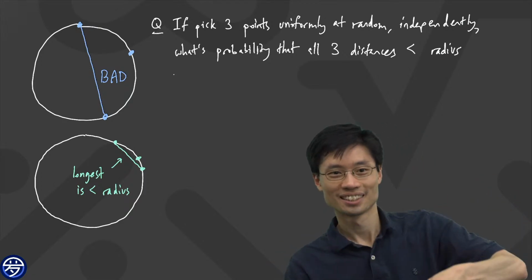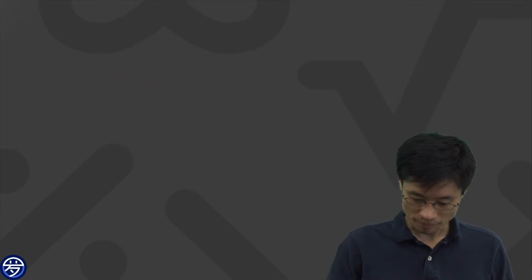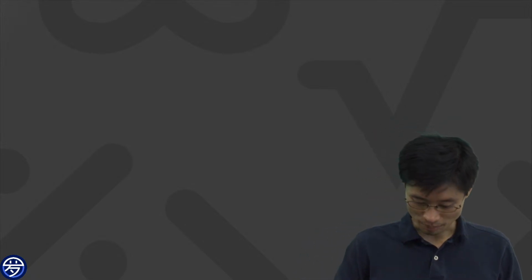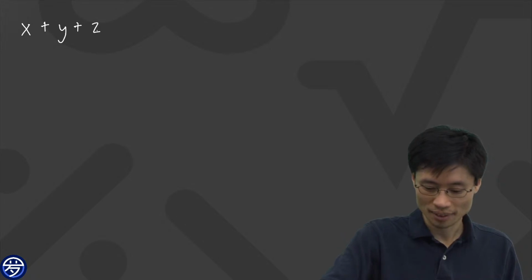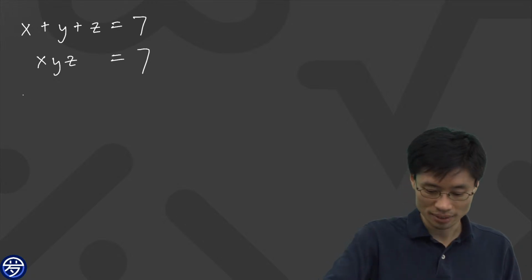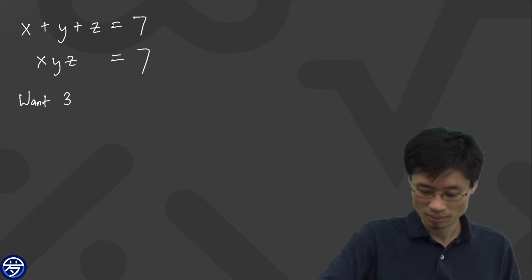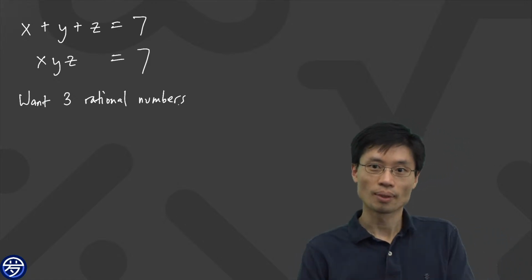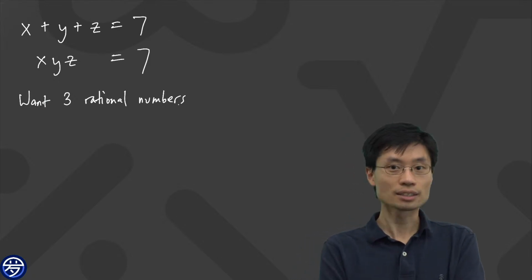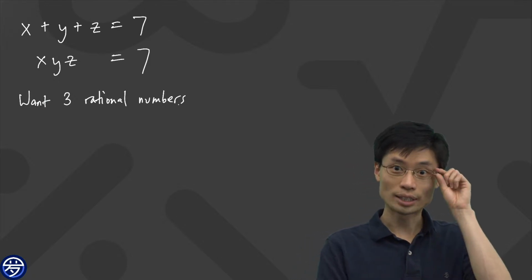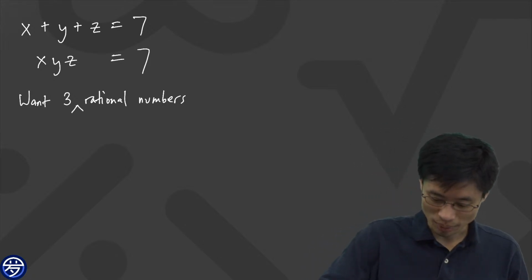Okay, here we go. So now we want to find 3 rational numbers, right? We want to find 3 rational numbers so that x plus y plus z equals 7, and also x times y times z equals 7. But the trick here is you want 3 rational numbers. Well, rational definitely makes it a lot harder. If I just could find any 3 numbers, that would be a lot easier. Oh, and they have to be positive. Thank you very much. So let's add that they have to be positive.